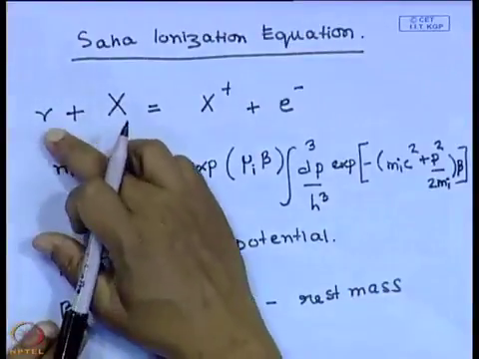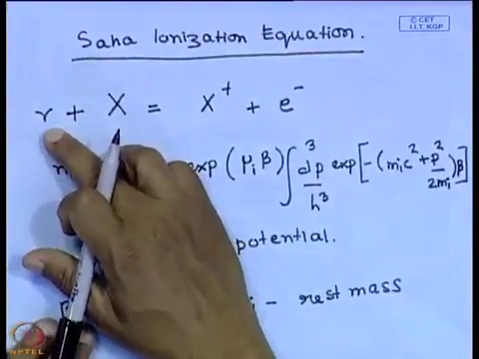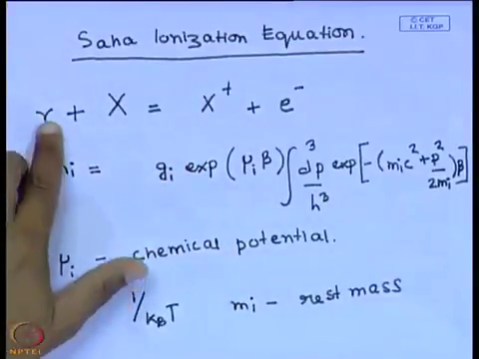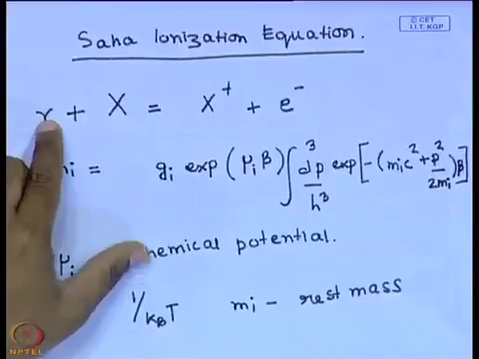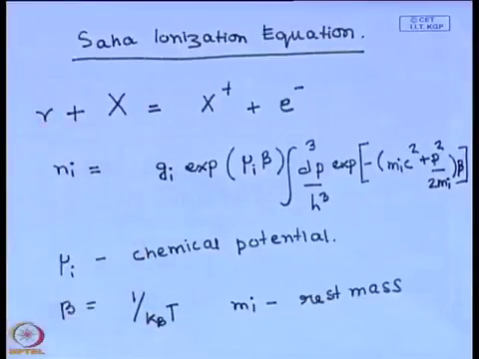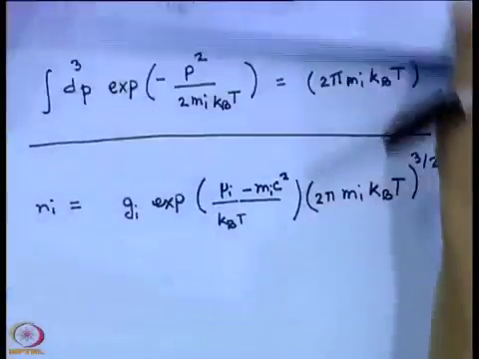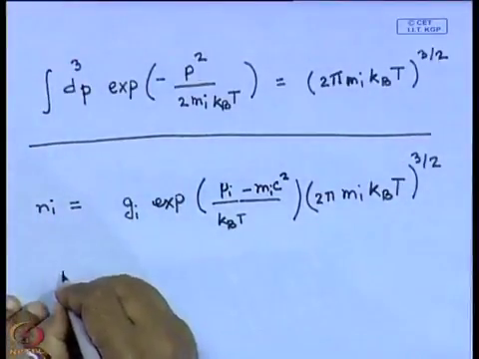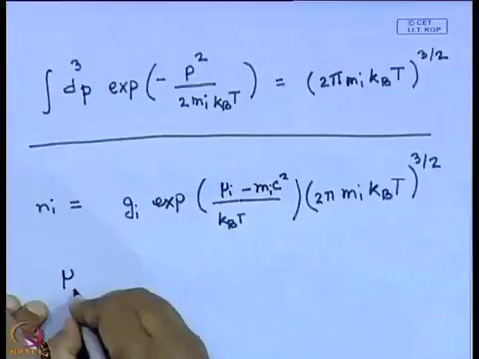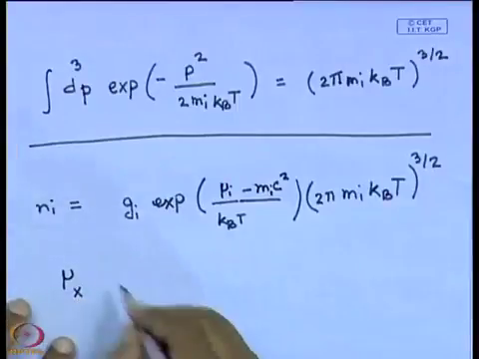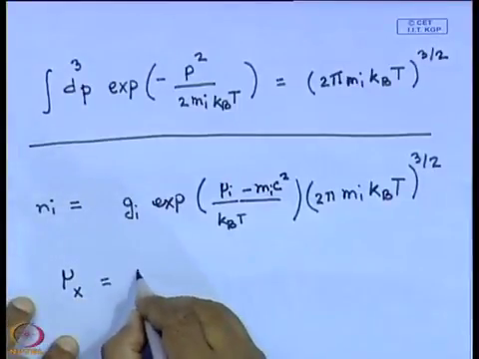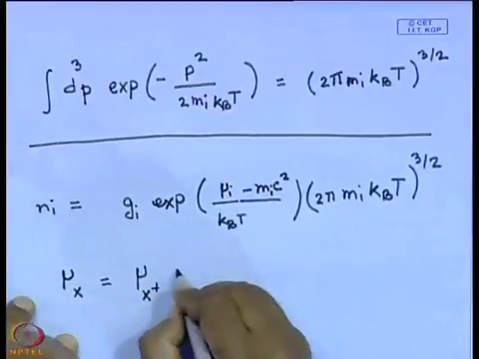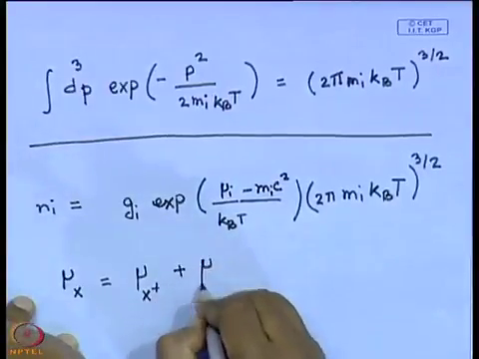Further, photons can be created and destroyed at will. There is no conservation associated with photons. The photon number is not conserved. So, the chemical potential for the photons is 0, which essentially tells us that the chemical potential for the atom should be equal to the sum of the chemical potential for the ion plus the chemical potential for the electron.